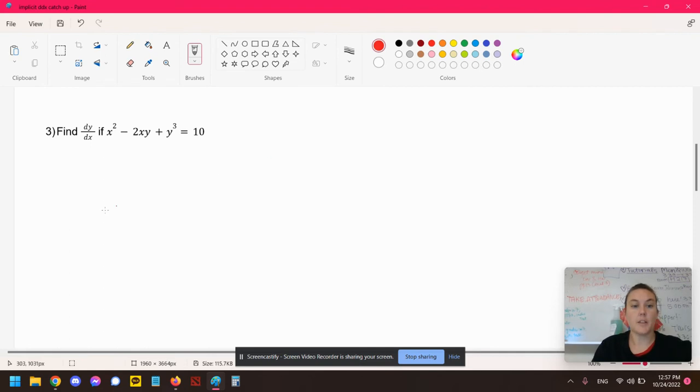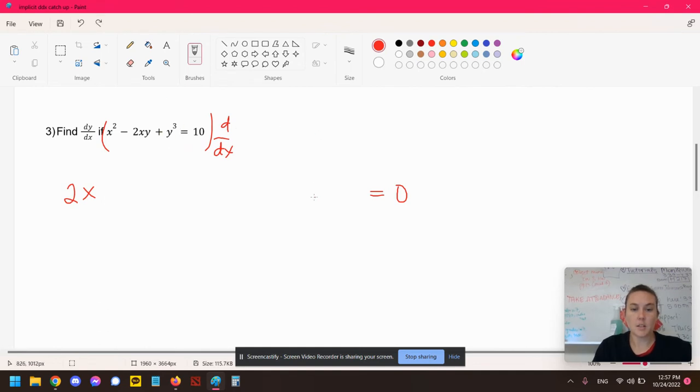If I want to find the derivative dy/dx of this function, that means I'm treating x as my independent variable, y as my dependent variable, and I'm taking the derivative of every term. All right, I do the easy ones first. So x squared becomes 2x, 10 becomes 0, right? Because the derivative of a constant is nothing.